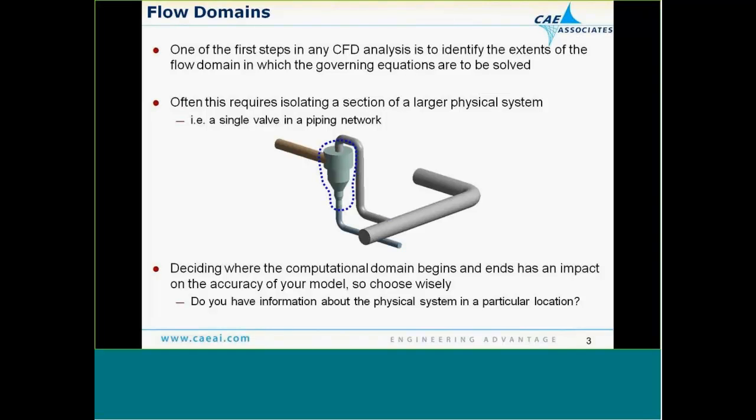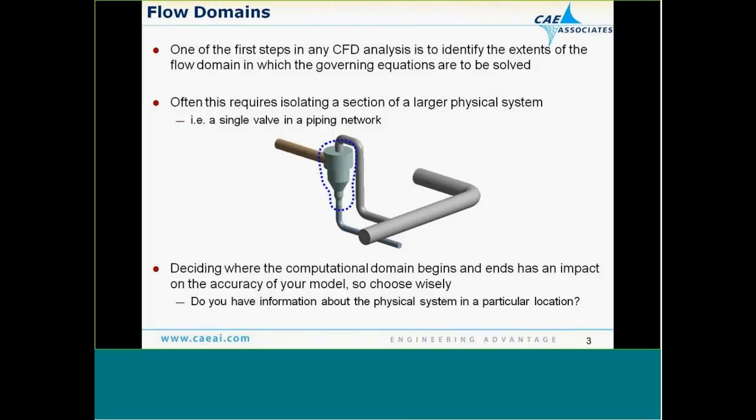Now, oftentimes, this requires isolating a section of a larger physical system. So for instance, if we had a single valve and an entire piping network, it's generally impractical to solve the entire piping network if we're really only interested in just one tiny section. So we're going to try to isolate that component that we're interested in and solve the governing equations just in that section. When we do this, that means that we have to cut out this part of an overall larger system. And we want to make sure that we do that wisely.